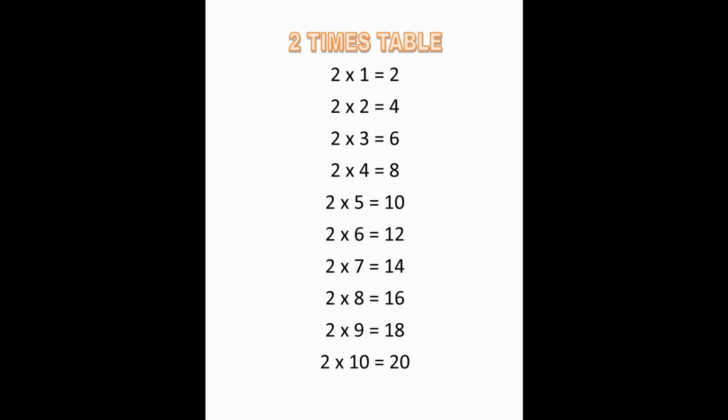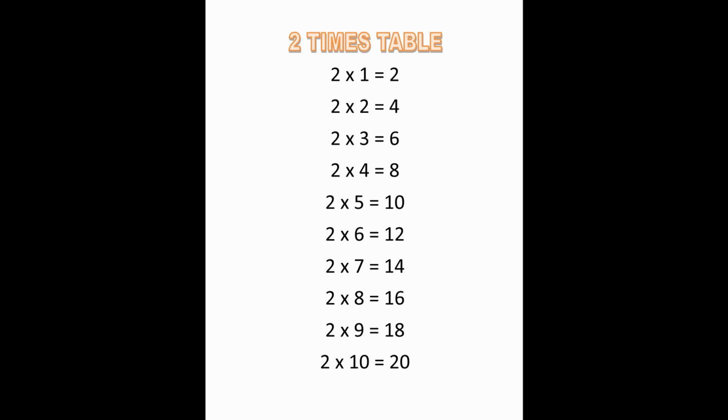2 times table. 2 times 1 is equal to 2. 2 times 2 is equal to 4. 2 times 3 is equal to 6. 2 times 4 is equal to 8. 2 times 5 is equal to 10. 2 times 6 is equal to 12.